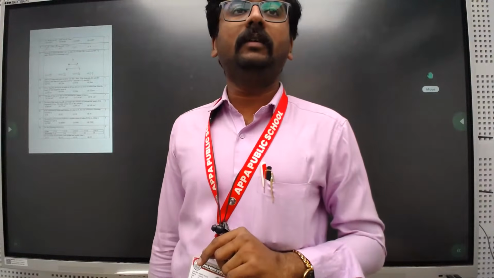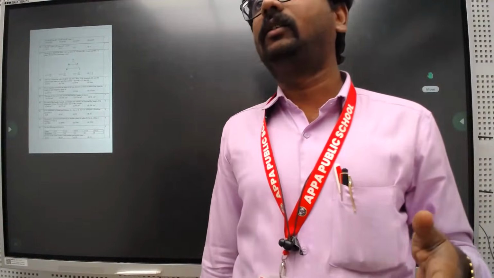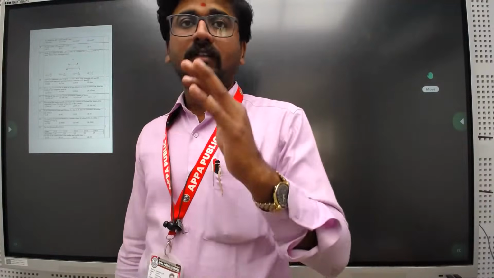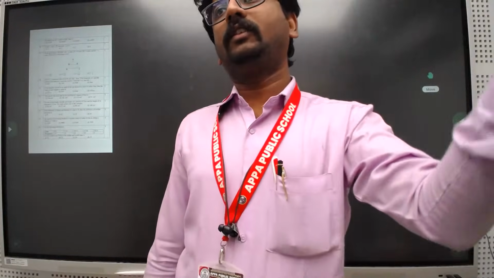Tan 30 will be 1 by root 3. Tan 60 will be root 3. Cot will be the reciprocal. Understood, right? Then all 45 degrees are equal. Sin and cos 45 is what? 1 by root 2. Then tan and cot 45, 1. Then secant and cosecant. Last, now remember 0 to 90.